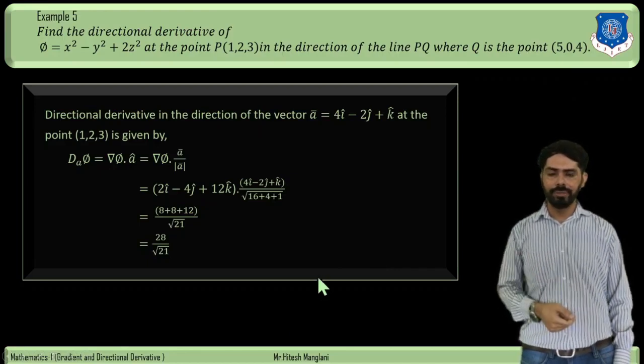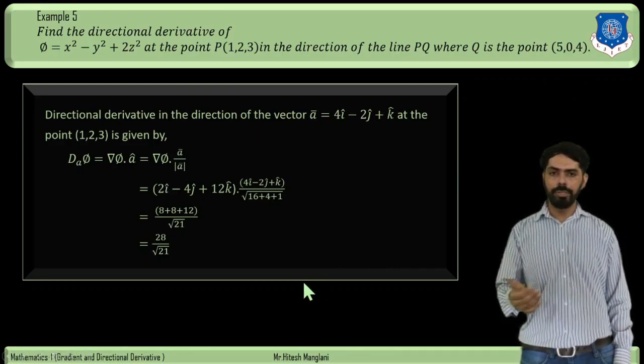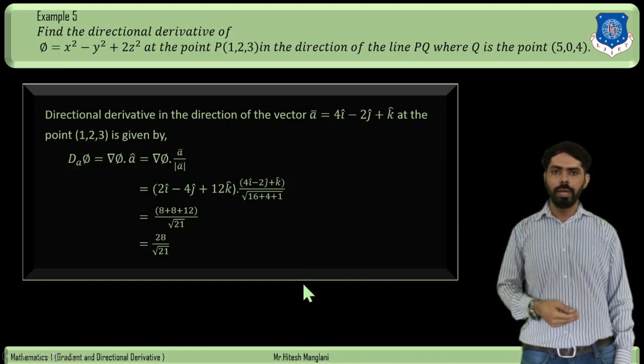So in today's lecture, we have discussed gradient and directional derivative and examples related to gradient and directional derivative.